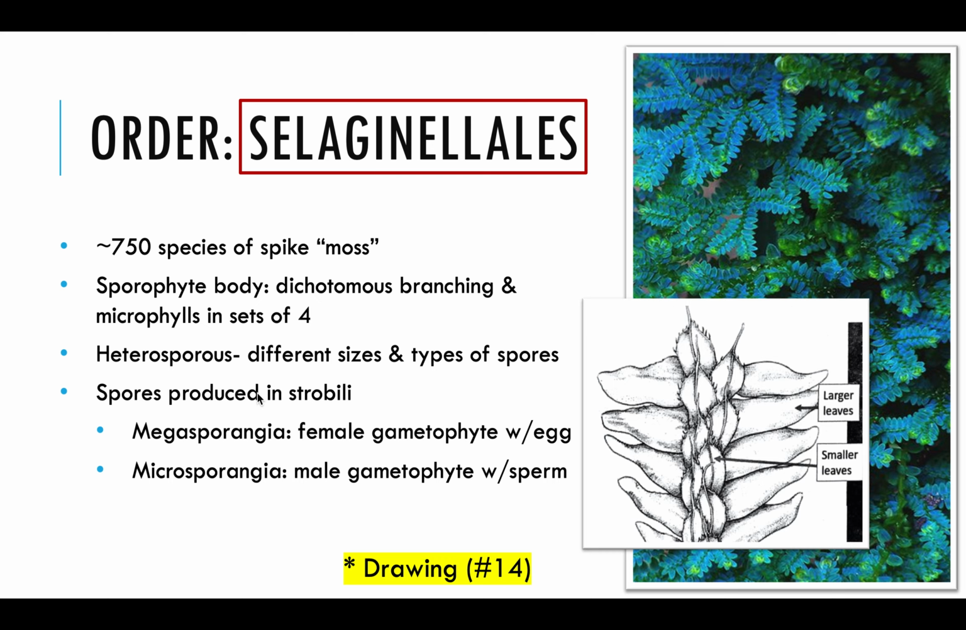The spores, just like in the Lycopodiales, are going to be produced in strobili as well. We have different types of spores, right? We have megasporangia, which are houses for our female gametophyte that has the egg. And then we have microsporangia, which house the male gametophyte with the sperm, okay?